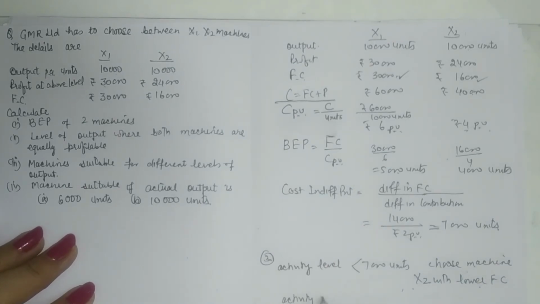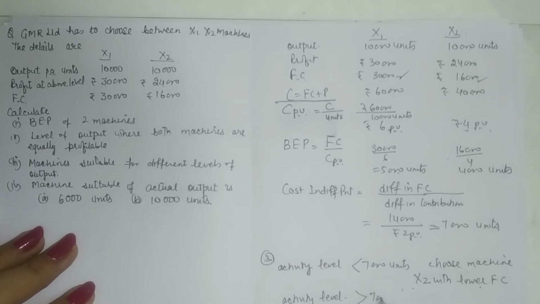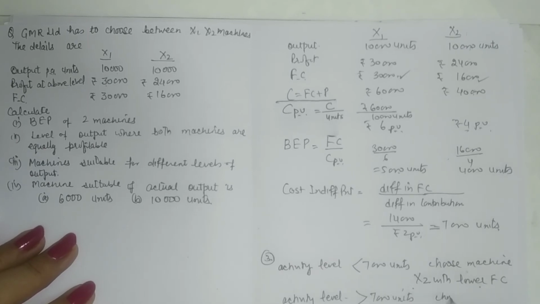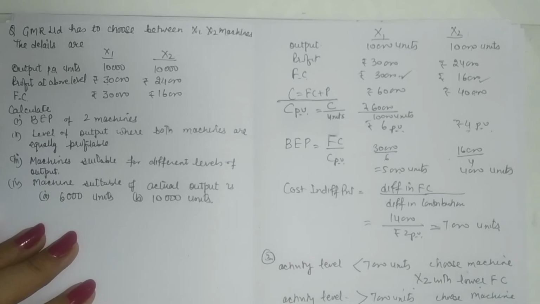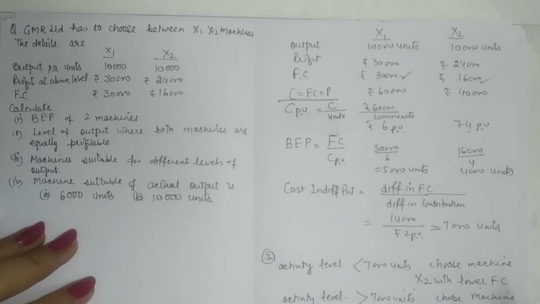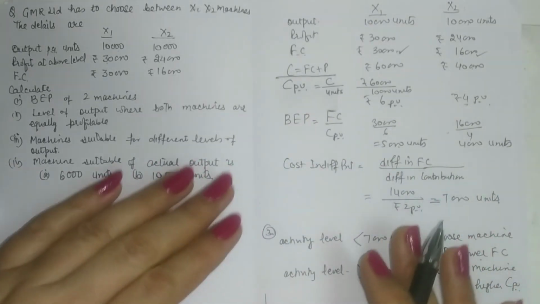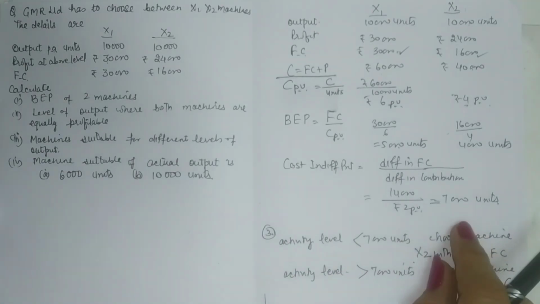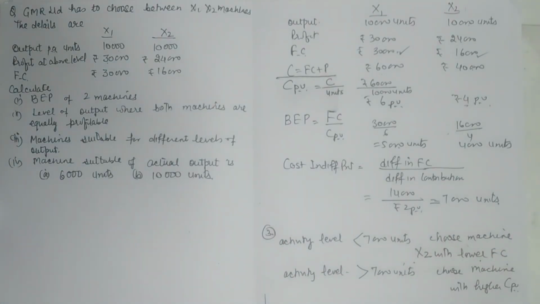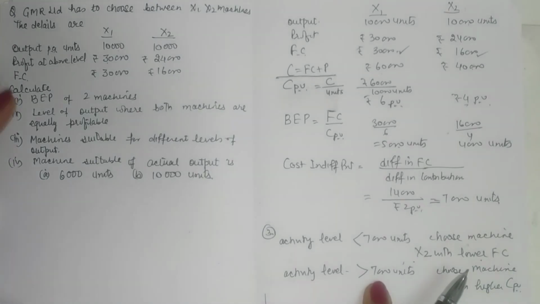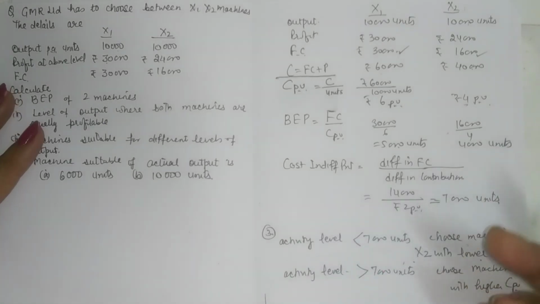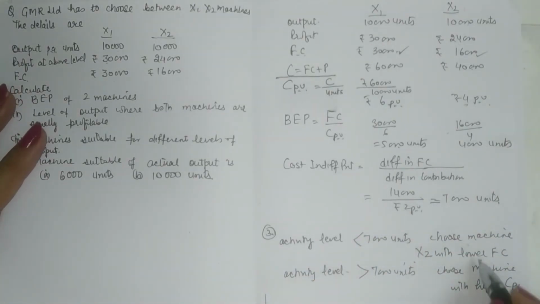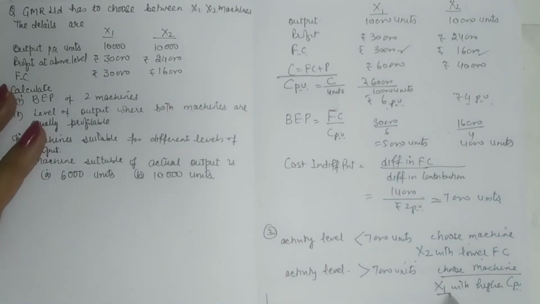But if your activity level is above 7,000 units, then you should choose a machine which is having higher contribution. Because now you have already covered the total cost, you are at equal level of profit at this sale. So you should choose a method which is having higher contribution, because every additional sale above this is going to give you pure profit in terms of contribution. So more the contribution, more will be your profitability. So this is machine 1, X1. So machine X1 will be chosen in this category.